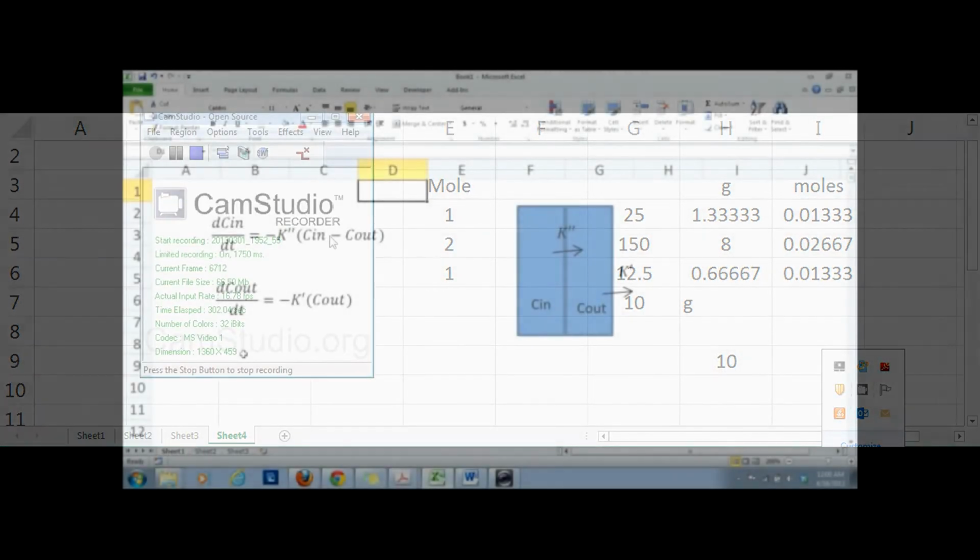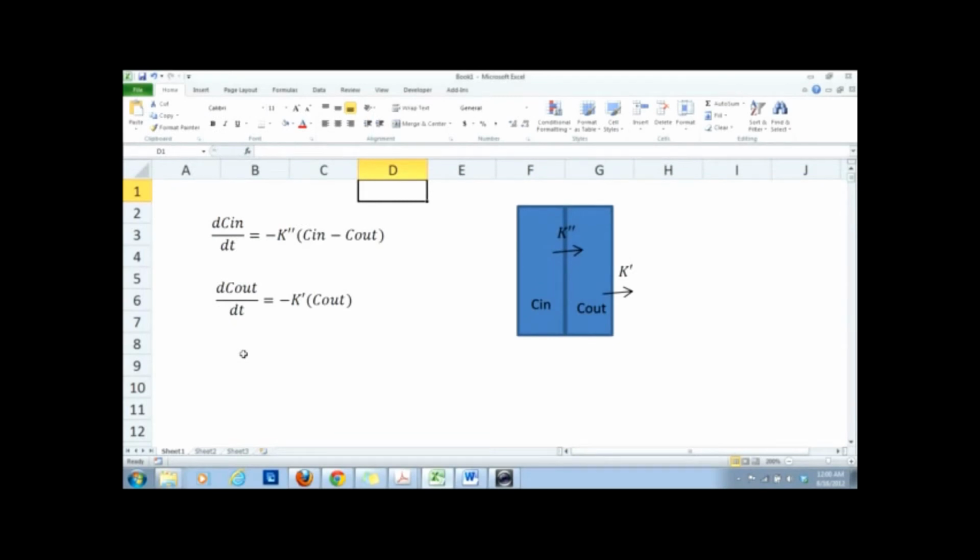Hi everyone, in this tutorial I will show you how to solve a set of differential equations using an Excel sheet. I will be using an analytical approach to solve these differential equations. For this particular video tutorial, I have used the example of diffusion. Here I have defined two chambers, inside chamber and outside chamber. So there is a concentration of C in the inside chamber and C out in the outside chamber.